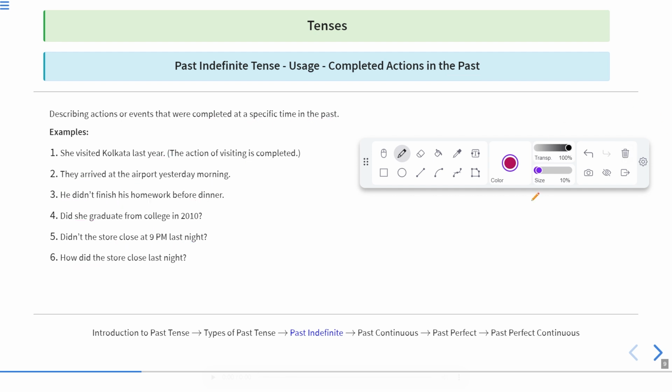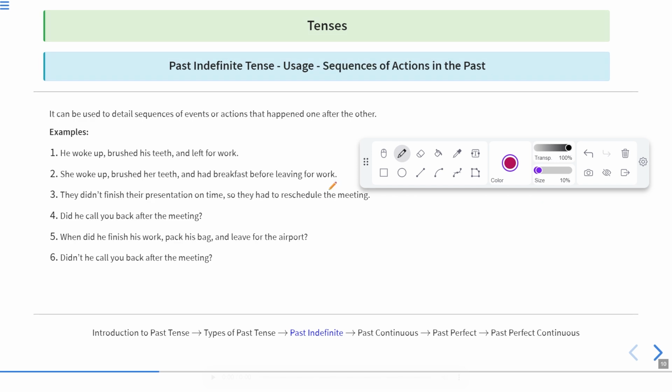Now let us see another usage of past indefinite tense. It is used to detail sequences of events or actions that happened one after another. When we show the routine or the sequence of actions that have already happened in the past, we can use the past indefinite tense. For example, he woke up. Now here, you can see the routine of some person that he woke up. Now what did he do? He brushed his teeth and left for work.